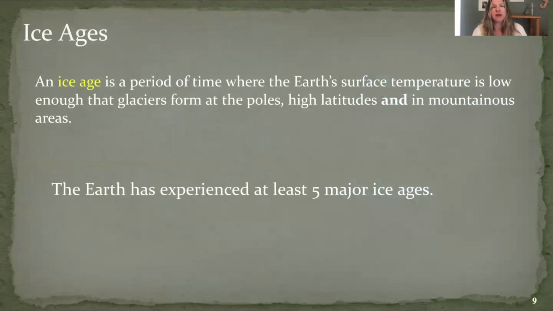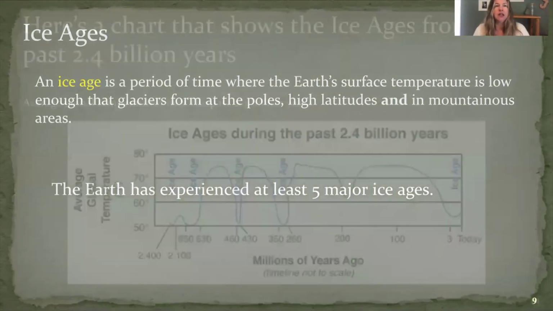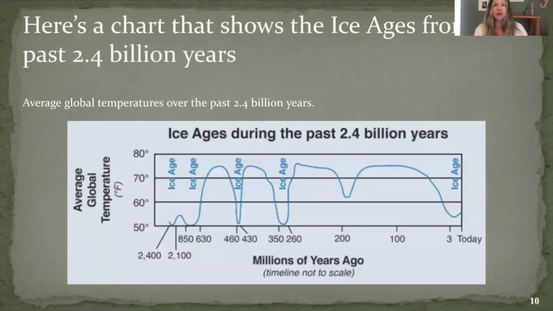So ice ages. An ice age is a period of time where the Earth's surface temperature is low enough that glaciers form at the poles, high latitudes like top and bottom of the Earth, and in the mountainous areas. So we have experienced at least 5 major ice ages. So here's a chart that shows the ice ages from the past 2.4 billion years. So remember, the Earth is 4.6 billion years. So this is a little less than half of Earth's lifespan.